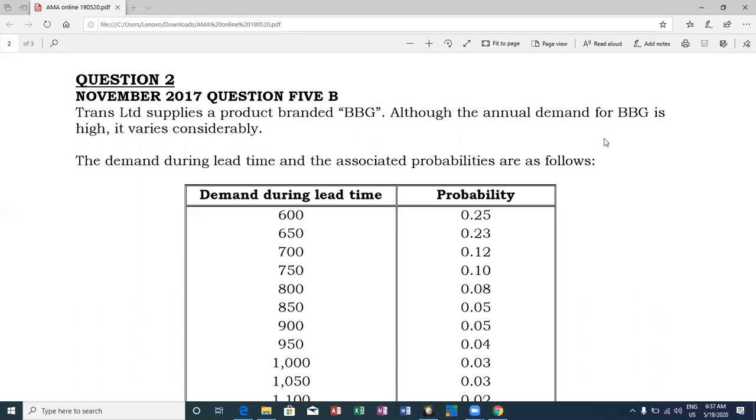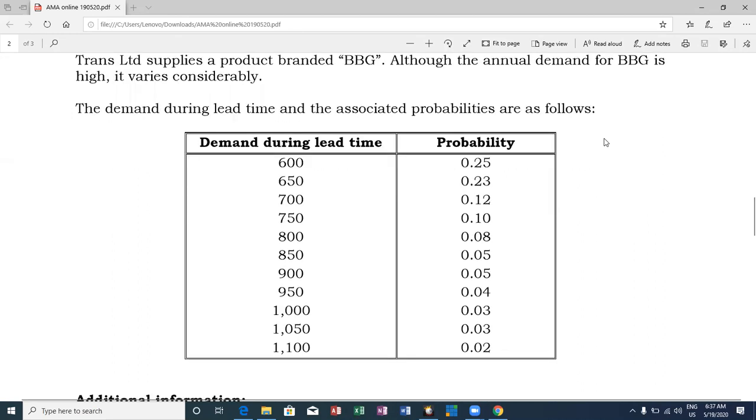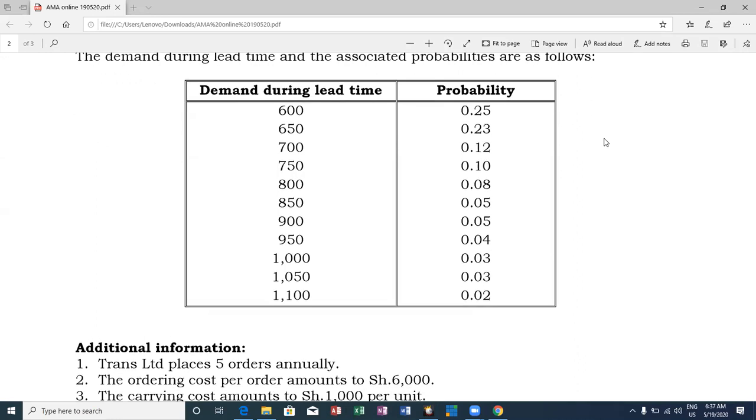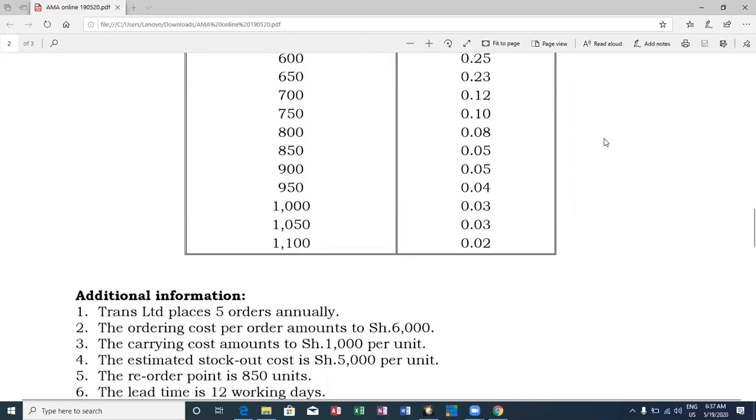And the associated probabilities are as follows. So please look at that table there. So they've given us demand during lead time. And then they have given us additional information. You can see the number of orders must always be given. The ordering cost per order amounts to 6,000. They have also given me the carrying cost, which we said is equivalent to holding cost, of 1,000. The estimated stockout cost has been given as 5,000 per unit.